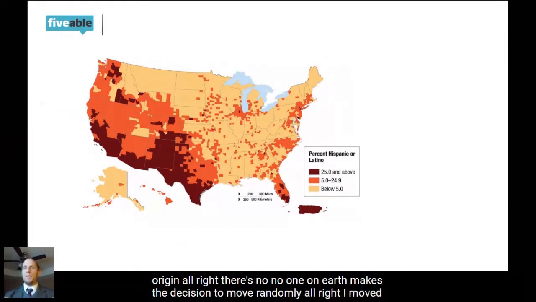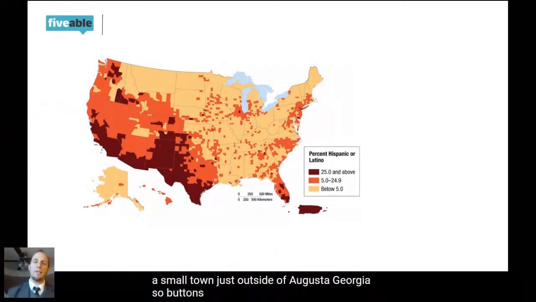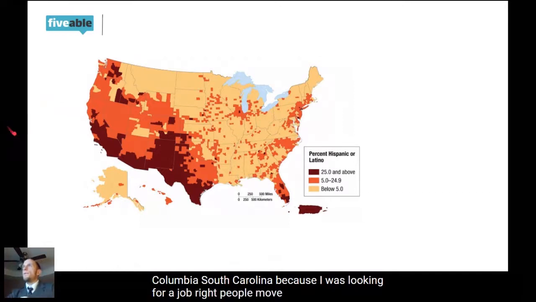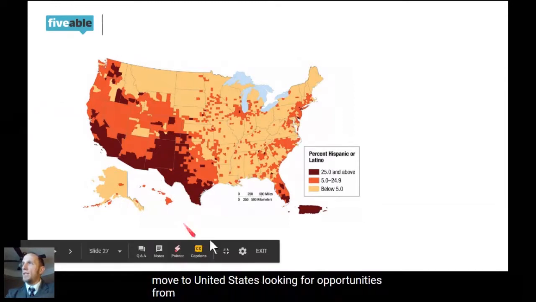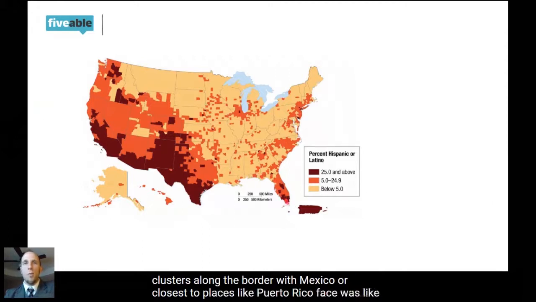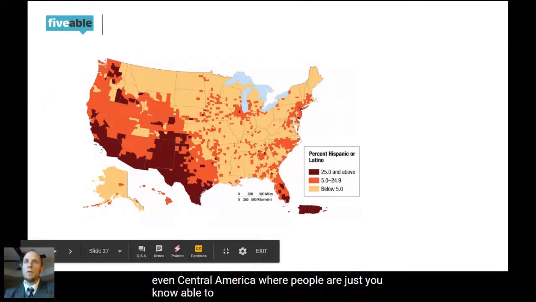I moved to the part of South Carolina where I live. I live in a small town just outside of Augusta, Georgia, but on the South Carolina side. And I moved from Columbia, South Carolina, because I was looking for a job, right? People move for reasons that make sense. In this case, people are trying to move to the United States looking for opportunities from Central and South America, which has led to large amounts of immigration and large population clusters along the border with Mexico, or closest to places like Cuba, Puerto Rico, or even Central America, where people are able to sail up and get into parts of the Panhandle of Florida.